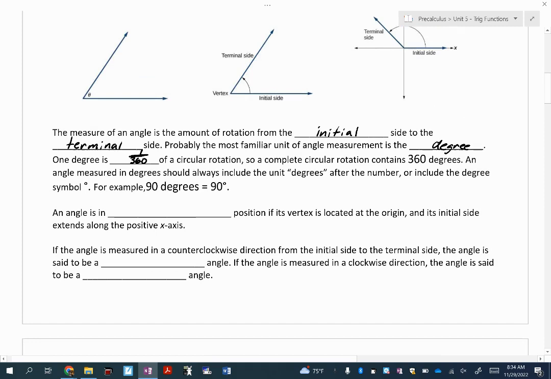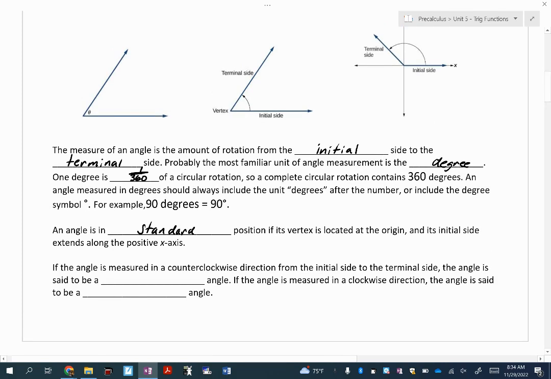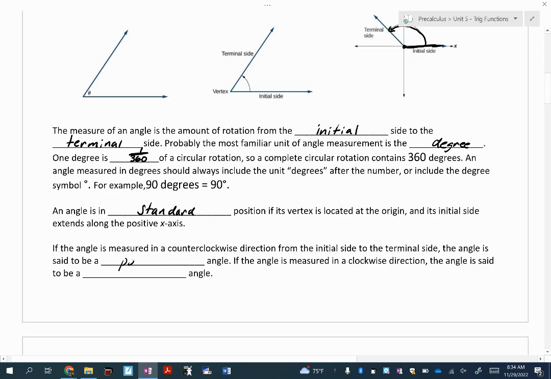Okay. An angle is in standard position if its vertex is located at the origin. So looking here, here's the origin. All right, and the initial side is on the x-axis. And then in this case, this one is moving counterclockwise to get to the terminal side. So that is said to be a positive angle. So positive angles will move counterclockwise. And if you're moving clockwise, then the angle is negative. And again, we'll get into a lot of this stuff over the next few weeks.